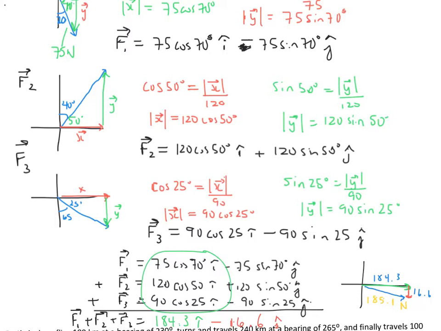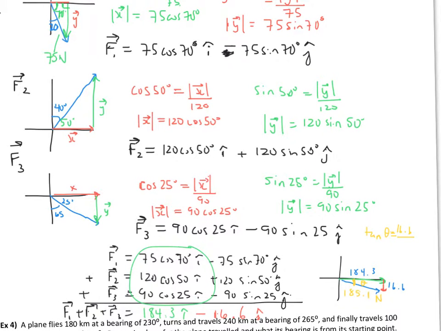Now to get my angle, what I'm going to do is solve for my theta here. I'm going to use my tan, so tan of theta will equal 16.6 divided by 184.3, and inverse function tan theta, I got about 5 degrees there. Okay, so I could say that we are going south and then 85 degrees to the east.